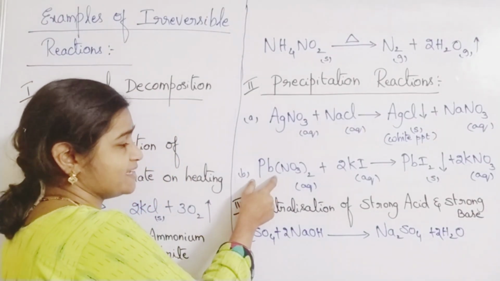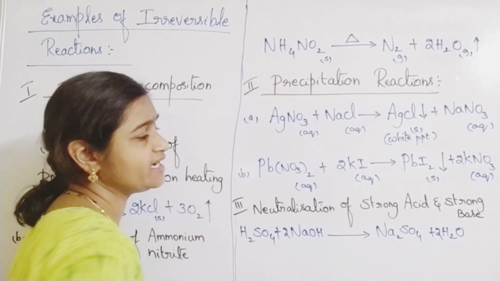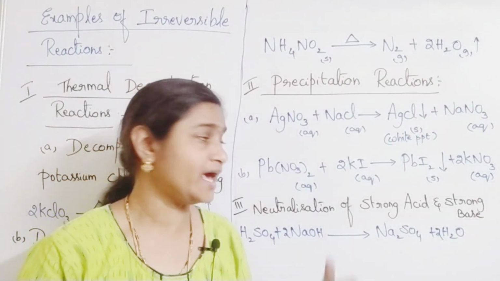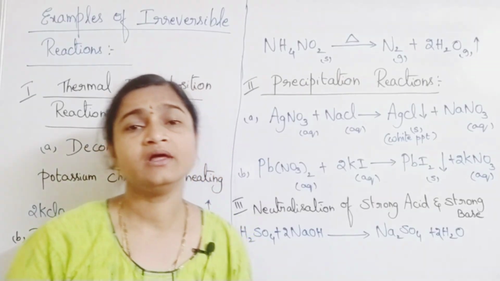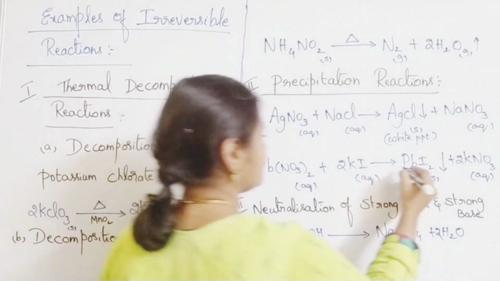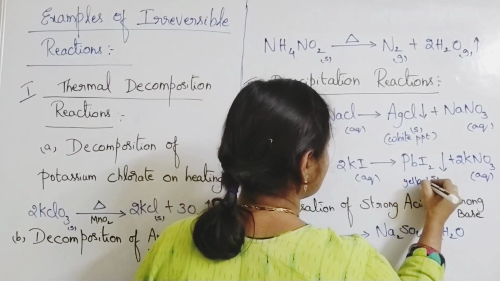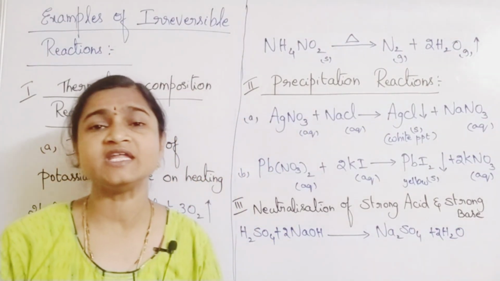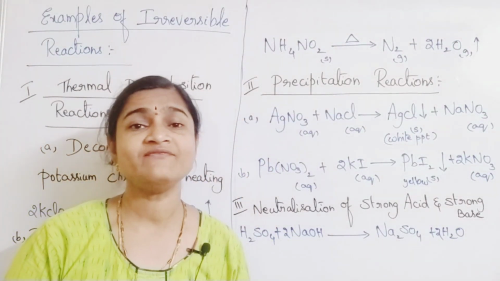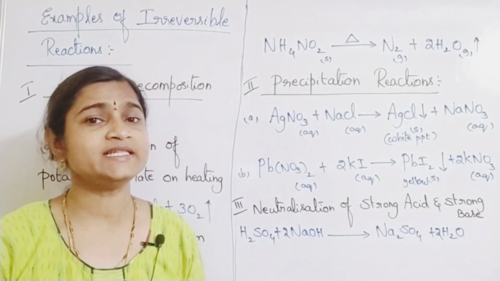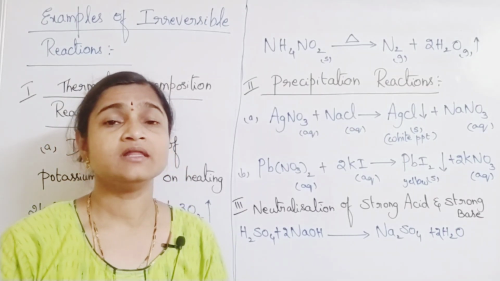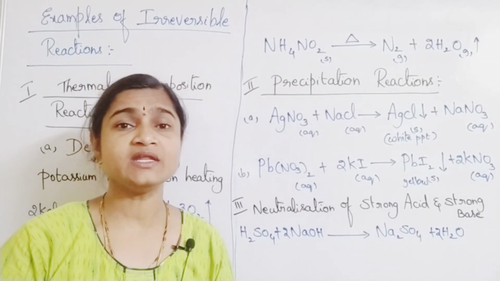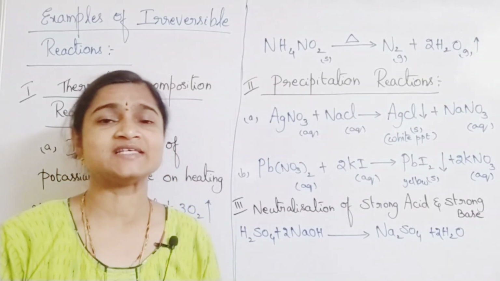Same like that, second example, lead nitrate, Pb(NO3)2, when it reacts with potassium iodide, 2KI, it gives rise to PbI2. It's a yellow colored precipitate, plus 2KNO3. So this kind of precipitation reaction takes place very fast. Instantaneously they take place. Within a fraction of a second, the reactions can be completed. These are called ionic reactions. Ionic reactions can be completed at a very fast rate.